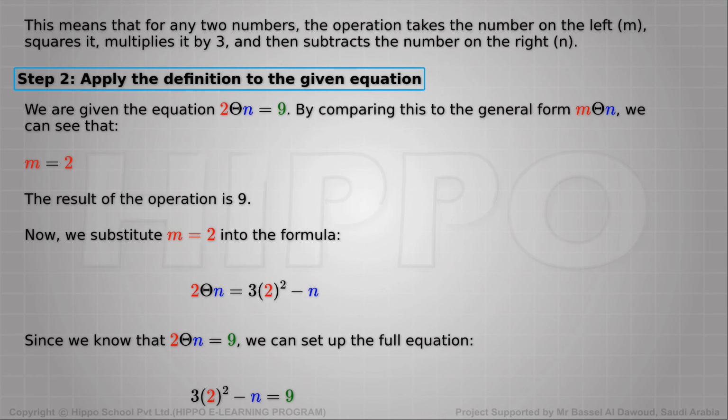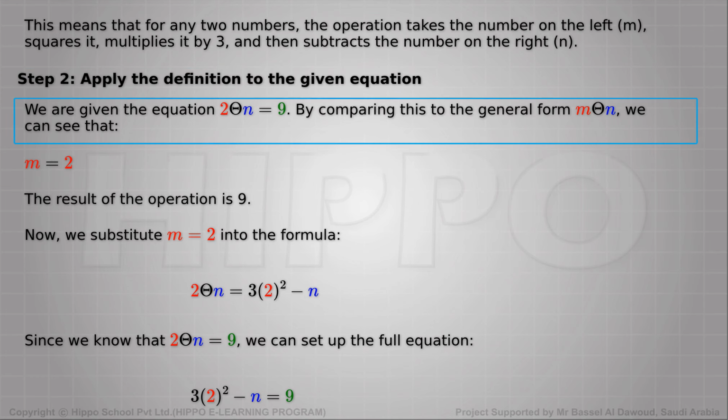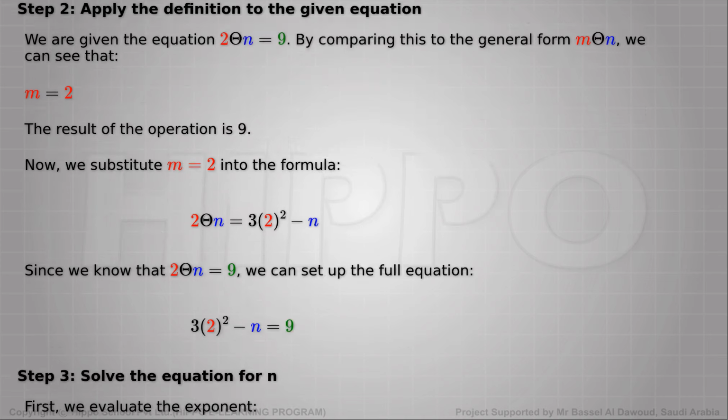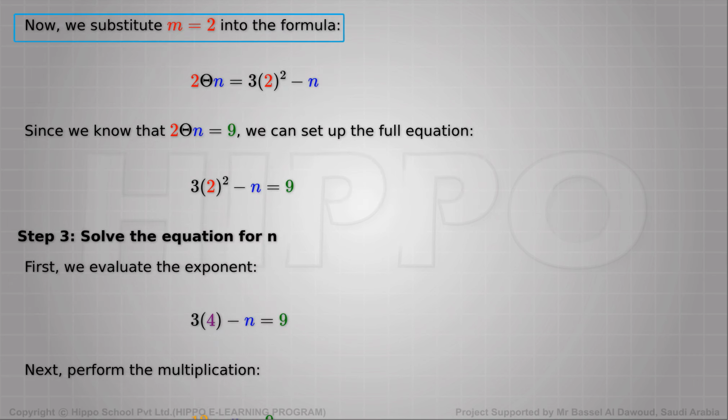Now for step 2. We're given the equation 2 theta n equals 9. Let's compare this to our rule, m theta n. The number on the left, m, is 2 in our problem. The number on the right, n, is still just called n. And the problem tells us that the final result of this operation is 9. So let's apply the recipe.